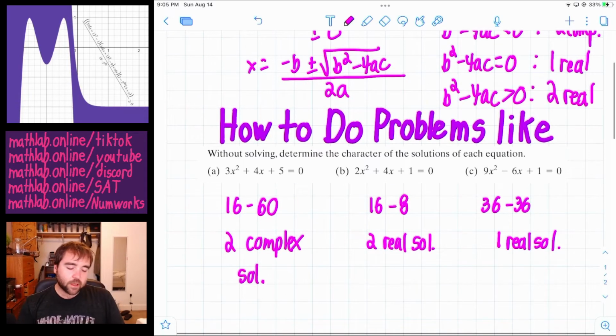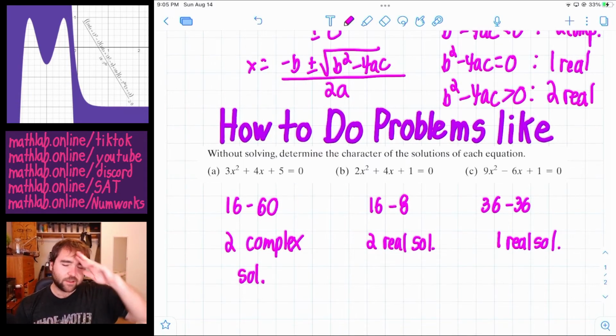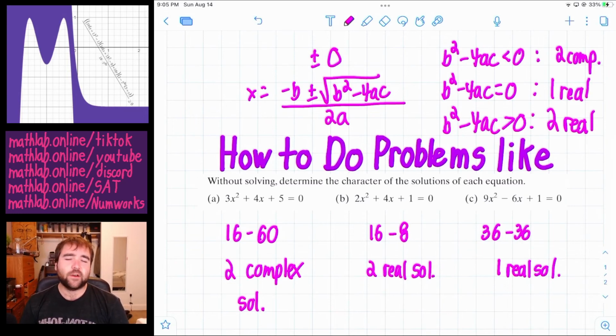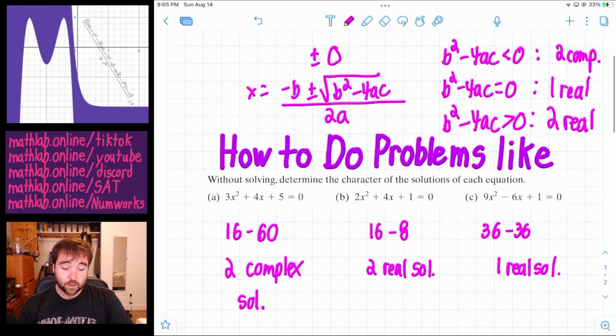So normally I never understood why that was important, because you're probably just going to solve them anyway. You don't really care what type of solution that is. But the SAT does ask about it a lot, and I suppose it's nice to know. I've found it useful a couple times doing some weird math stuff. So now you know.